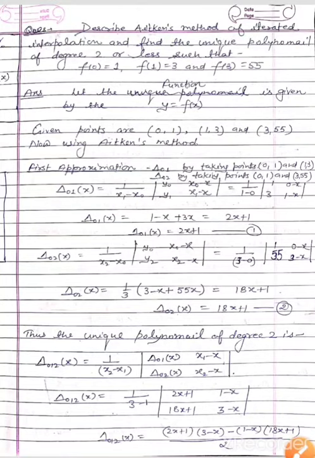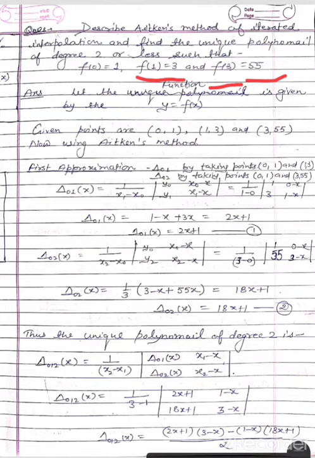Hello students, today we will take an example of iterated interpolation or Aitken's method. The example is: describe Aitken's method of iterated interpolation and find the unique polynomial of degree 2 or less such that the value of function f at x equals 0 is 1, the value of function f at x equals 1 is 3, and the value of function f at x equals 3 is 55.